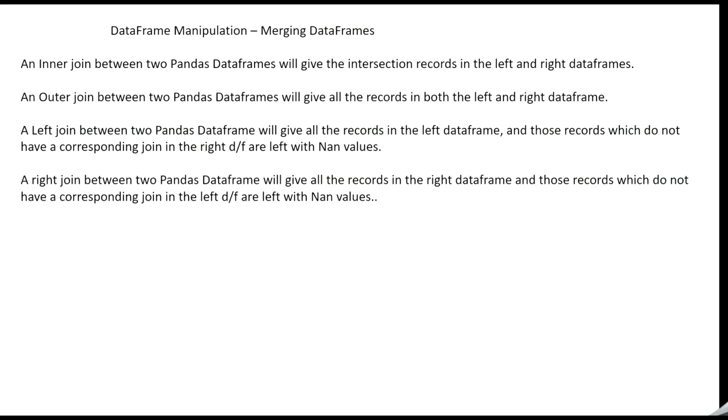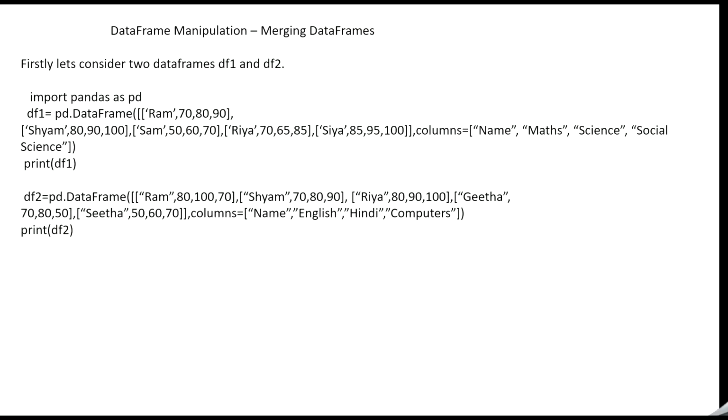Let's look into it practically so that you'll get an idea about it. So for merging of data frames, we have to consider two data frames. Here I am considering df1 and df2. df1 is having some records where the first one stands for name, second maths marks, science marks, and social marks. So basically I'm having a name, maths, science, and social marks. I'm having 1, 2, 3, 4, 5 records.